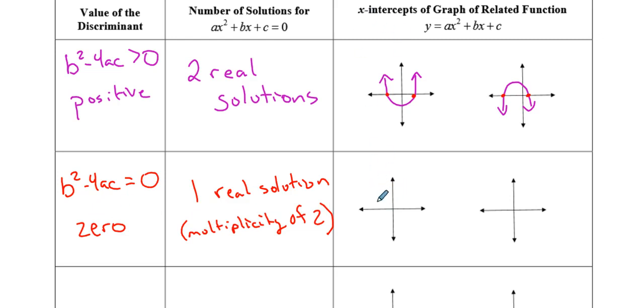So what does that look like on a graph? Well, again, it means that there will be one x-intercept right there. Or, again, it could be going up, it could be going down. I don't know. All I know is that it will touch the axis in one place. And it could be positive, it could be negative where it crosses, but it will come down and bounce off of the x-axis. And that's one real solution.